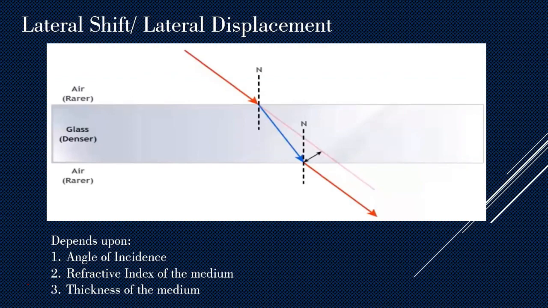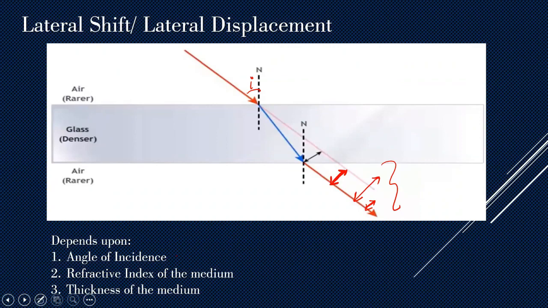Now we know this is a lateral shift or lateral displacement, denoted by small d. Now how much will this be? There can be scenarios where this is very large, and scenarios where this is very small. So the measure of lateral displacement depends on what factors? Lateral shift or lateral displacement depends upon the angle of incidence. Now, how is it dependent?